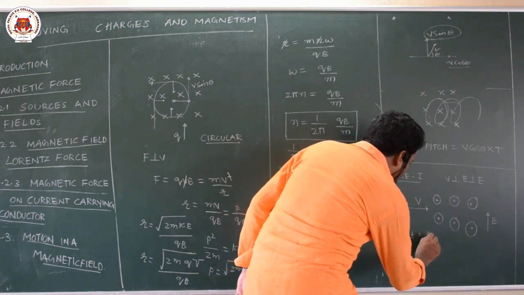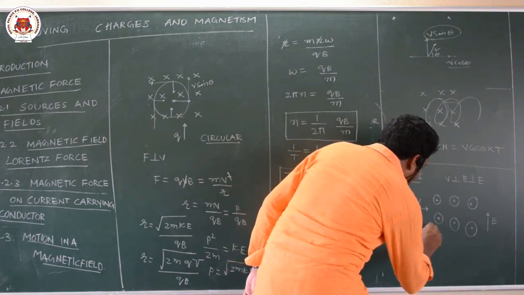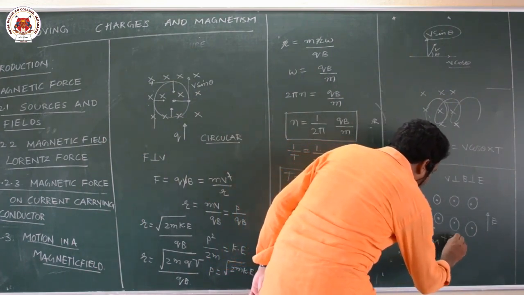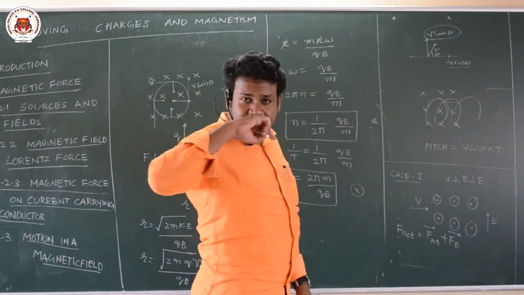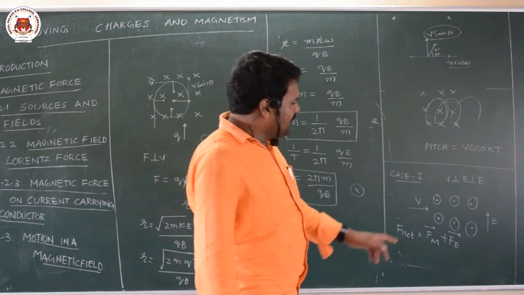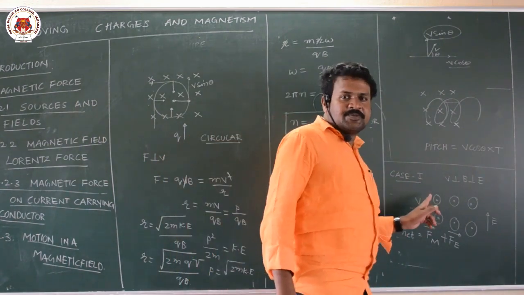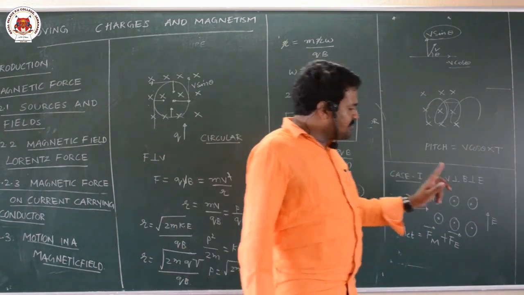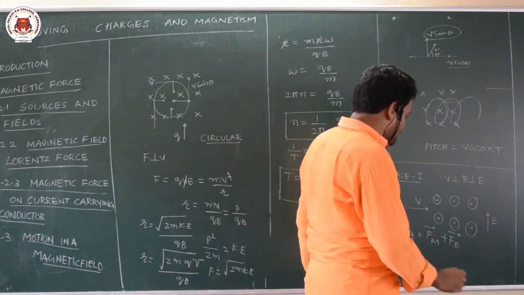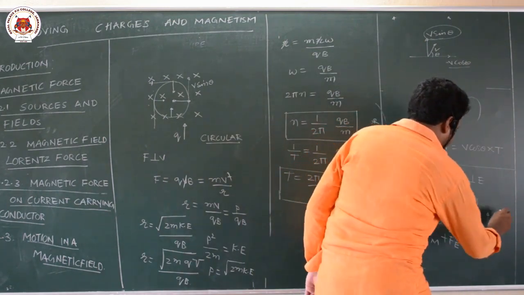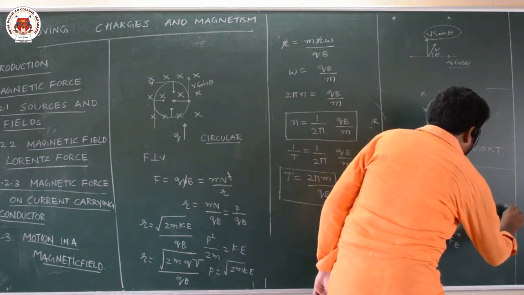Net force is equal to force due to magnetism plus force due to electricity. Force due to electricity is very simple. I am projecting a positive charge here, and a positive charge always experiences force in the direction of the electric field only. So this is already fixed. This is the direction of the electric field along the y-axis.